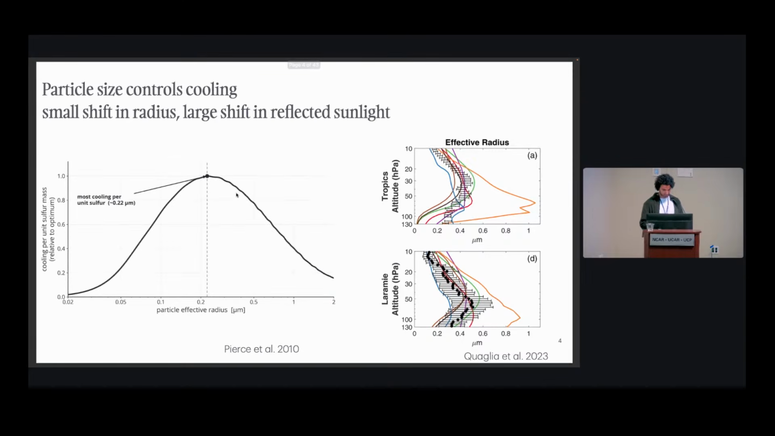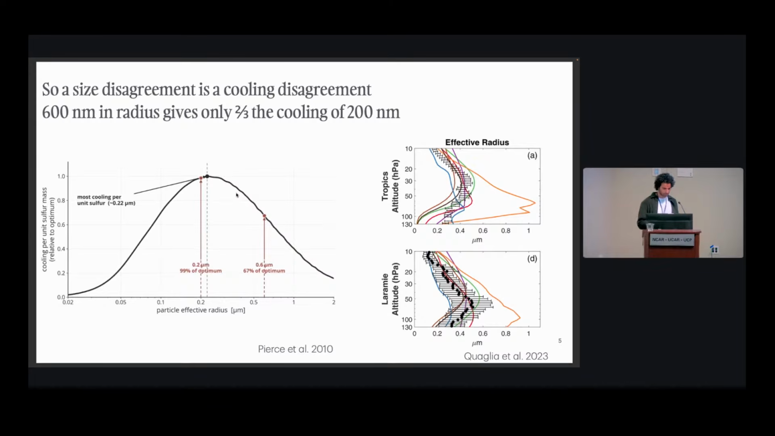And if you look at Pierce et al. at CSU, published in 2010, they looked at the effective radius of the aerosol and the cooling effect. It's very sensitive to the size of the particles. For example, if you compare 200 nanometer particles versus 600 nanometer particles, you get 60% of the cooling.